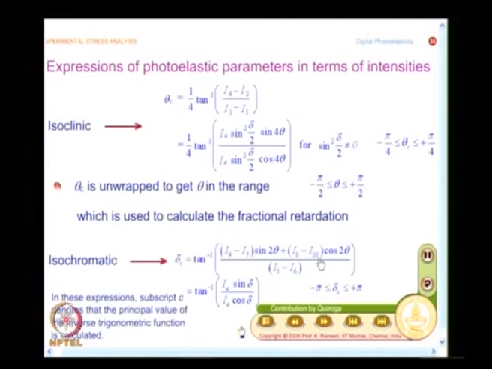So, you learn the philosophy that the isoclinic parameter as well as the isochromatic parameter are evaluated by processing the intensities mathematically. That is the strong point and the unique approach in phase shifting methodologies. Now, the question is, yes, I get the fractional fringe order, but how do I get the total fringe order? I have to do a process called phase unwrapping. All these are very interesting developments. I will just show one more aspect.